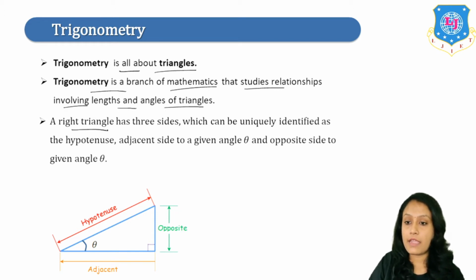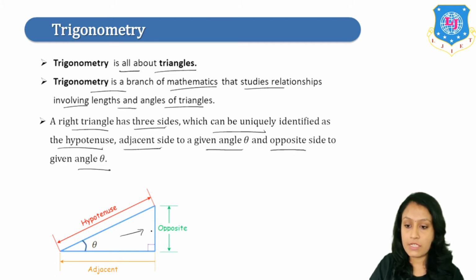A right angle triangle has three sides, which can be uniquely identified as the hypotenuse, the adjacent side to the given angle theta, and the opposite side to the given angle theta. So let's consider a right angle triangle. This is our angle theta. This side is the opposite side, this is the adjacent side, and this one is the hypotenuse.